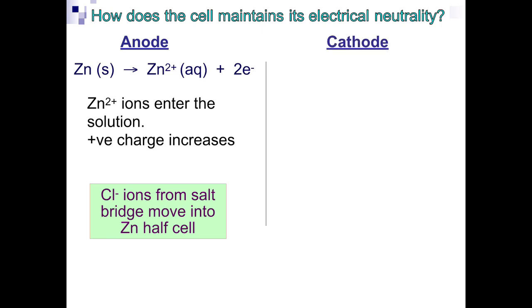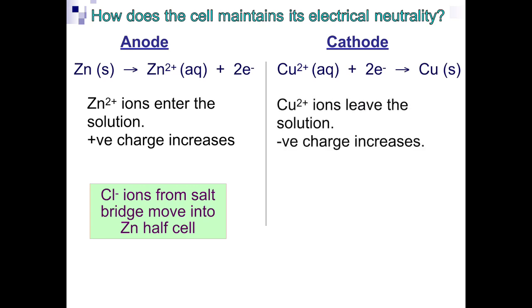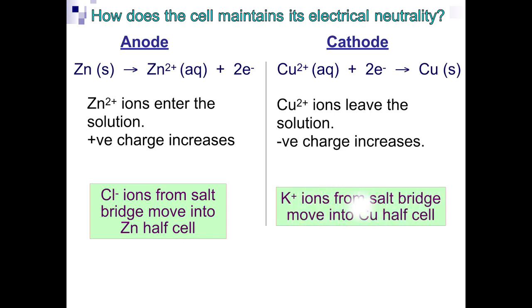While at cathode, the equation is Cu2+ plus 2 electrons produces copper. The Cu2+ comes from the solution, while the electron is taken from the electron transfer from anode. When Cu2+ leaves the solution, this means that the solution now has an increase in negative charges. To neutralize this negative charge, K+ ions from the salt bridge will move into the Cu2+ solution.